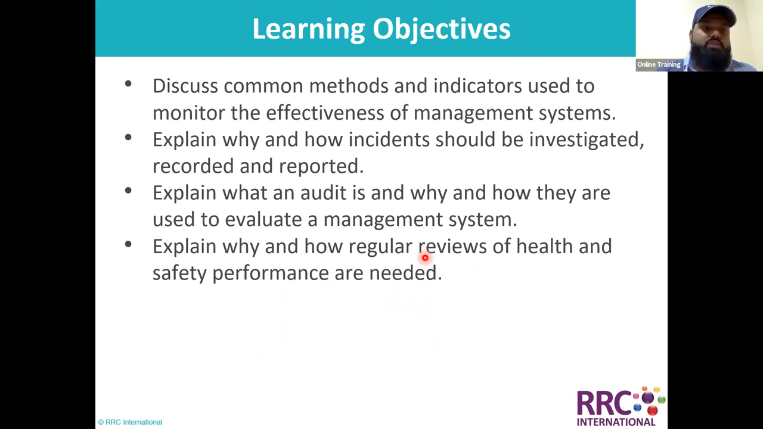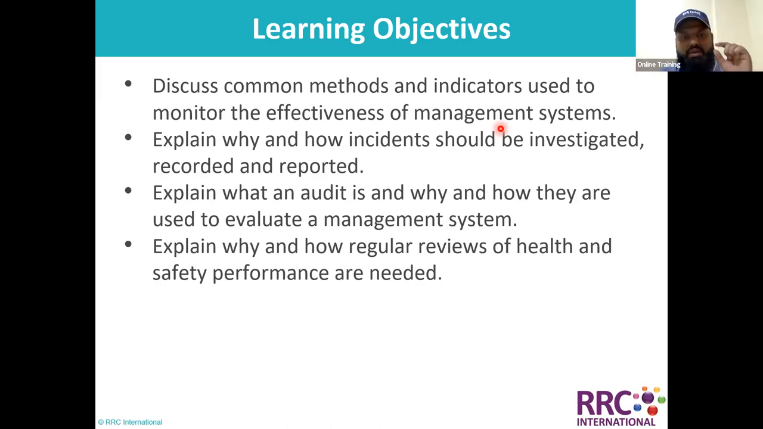What are the learning objectives of element 4? We will discuss common methods and indicators used to monitor the effectiveness of the management system. Whatever management system we have made and implemented throughout element 3, how are we going to monitor whether it is effectively implemented or not? For that purpose we would use monitoring terminologies: are we going to monitor it actively, or reactively? We will discuss that.